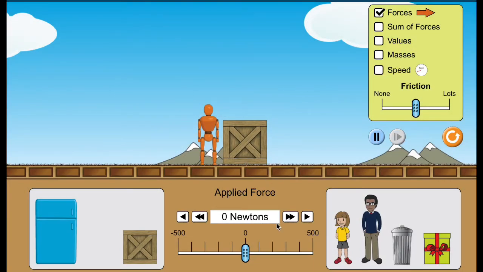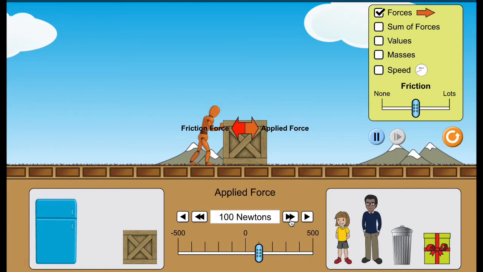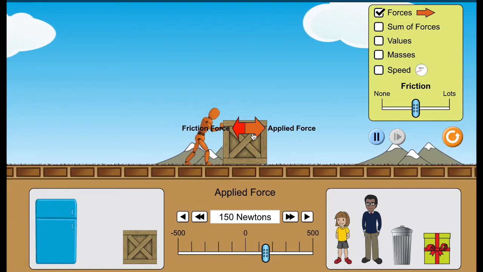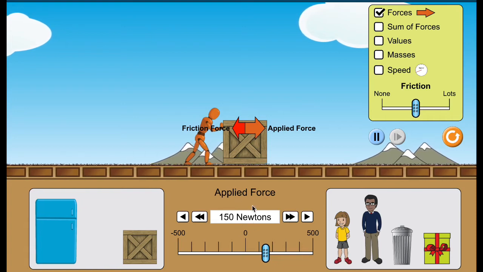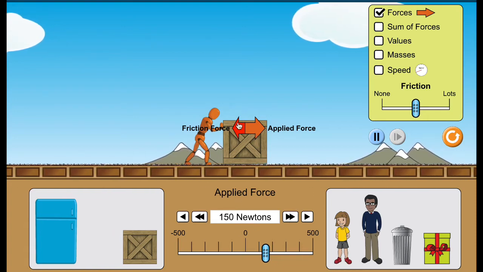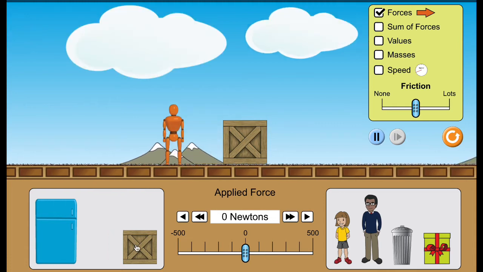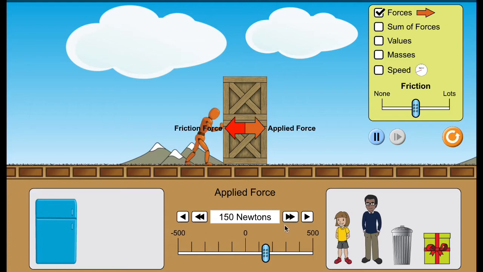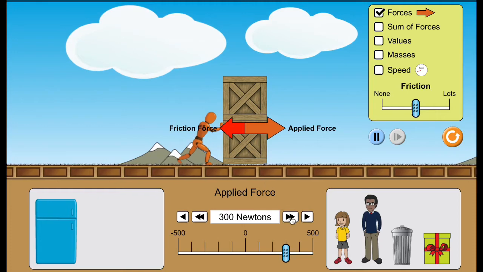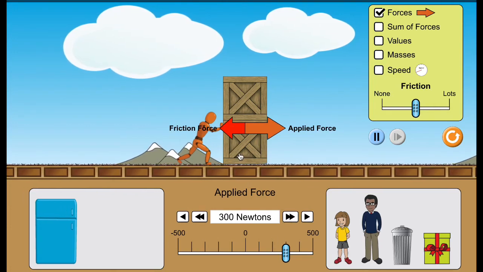We're going to let our man push a single crate. Notice the friction force will match his pushing force until a certain point when he can get the crate moving. 150 newtons of force is what he needs to get the crate moving. Double the number of crates. Then the man starts pushing, and you'll notice that 150 newtons just doesn't do it like it did before. So he's going to have to push even more, 200 newtons. No, still more, 250 newtons, still more. Wow, at 300 newtons, he's finally getting the system moving.